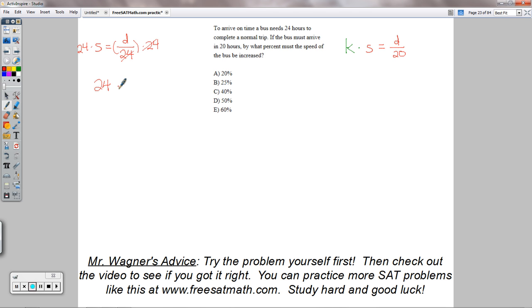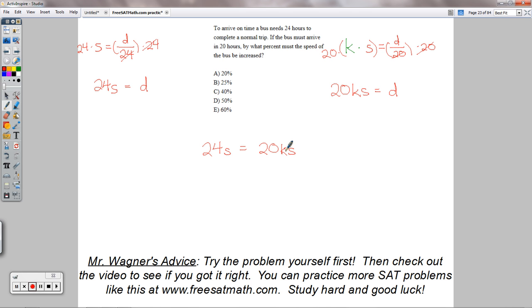Here and here. I'd have 24 times that initial speed equals the distance. And over here, if I multiply both sides by 20, I would have 20 times whatever that constant is, times s, is going to equal d, that'll cancel out here. So this d and this d are the same. This s and this s are the same. Since d is equal to d, this must equal this as well.